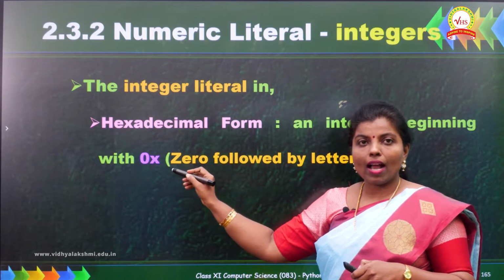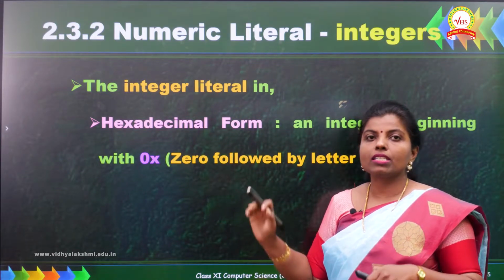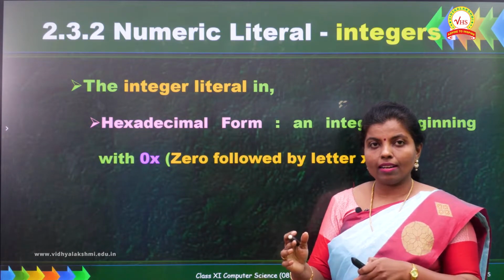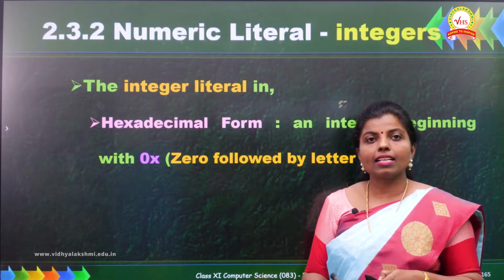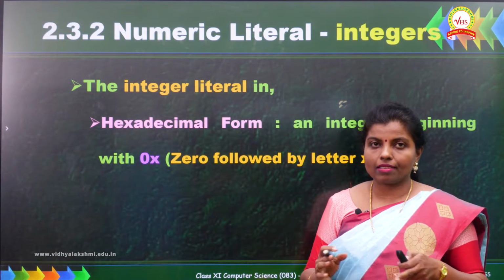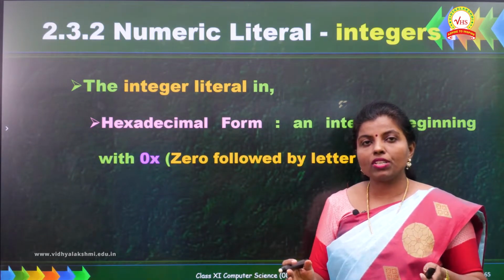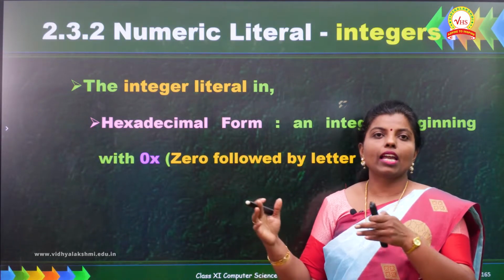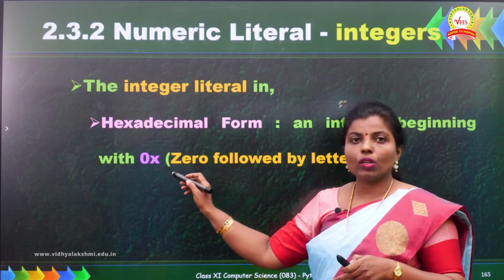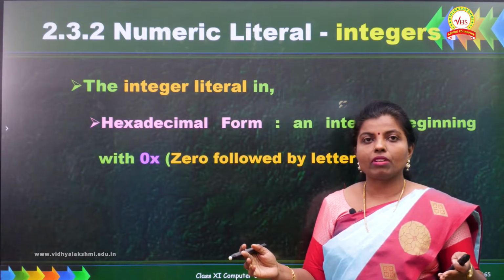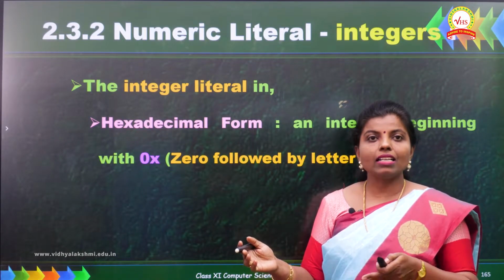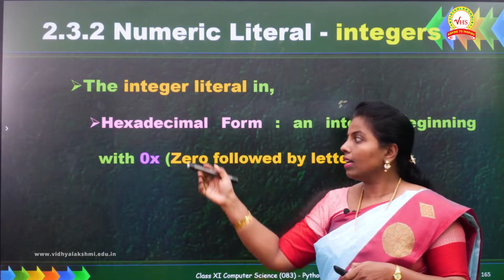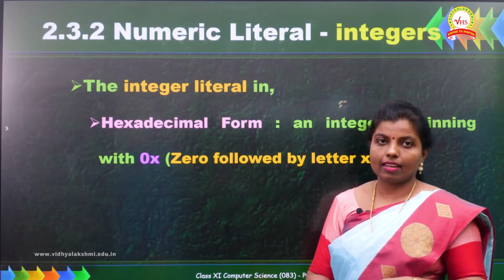Followed by 0 and x, what are the valid combinations of numbers? It can have 0 to 9 and A to F. The hexadecimal number system consists of 16 digits. The valid combination of numbers of the hexadecimal system are 0 to 9 and A to F. So, after 0x, if there is any valid combination of numbers between 0 to 9 and A to F, then that number can be treated as an integer literal in hexadecimal form.